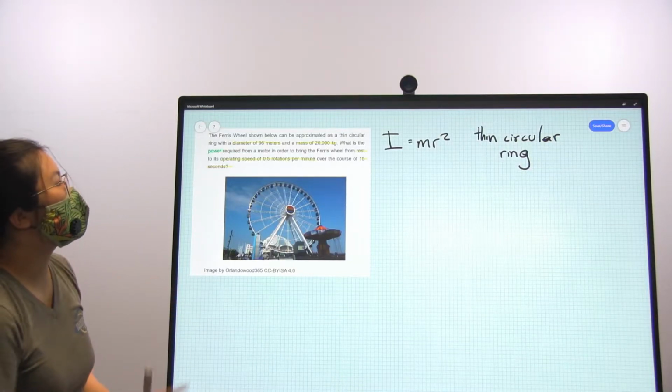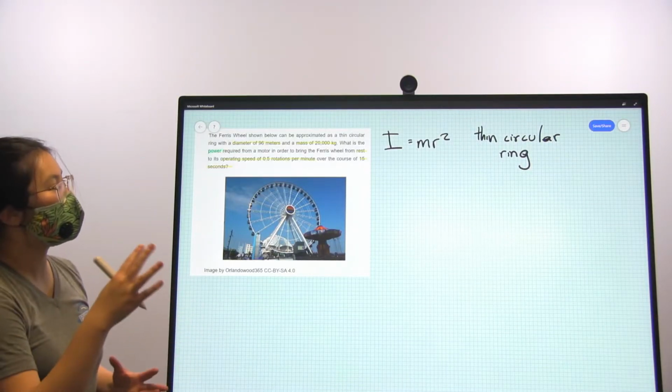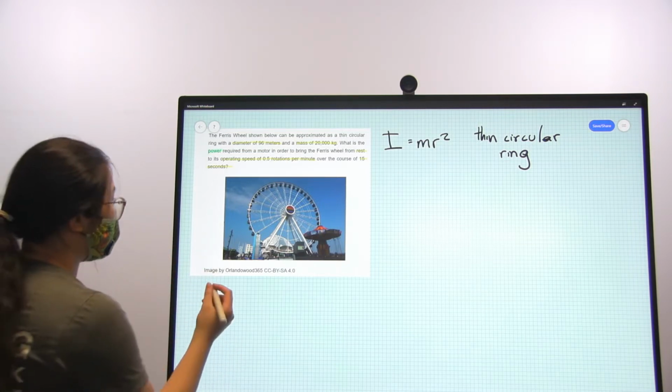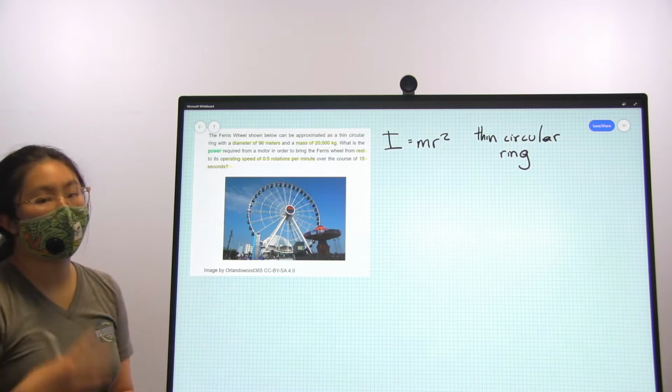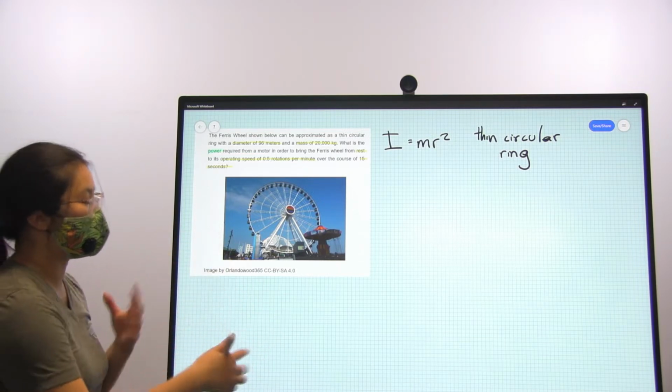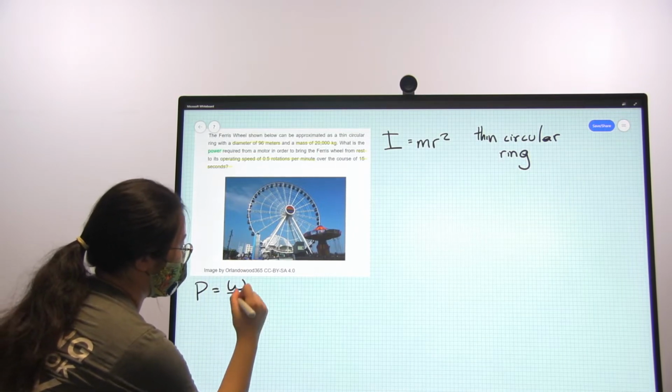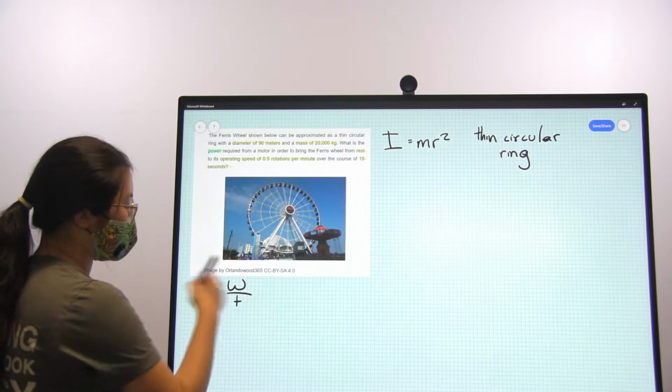In this problem, we are given a Ferris wheel that is coming from rest to its operating speed of half a rotation per minute. What we're first going to do is find the amount of power it takes for the motor to do this. We're first going to say that power is equal to work divided by time, which is its definition.